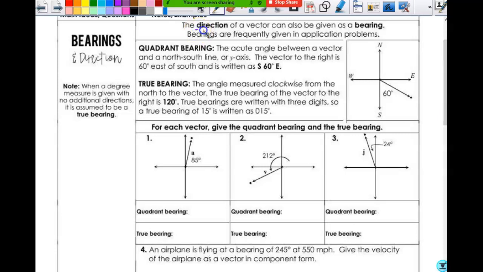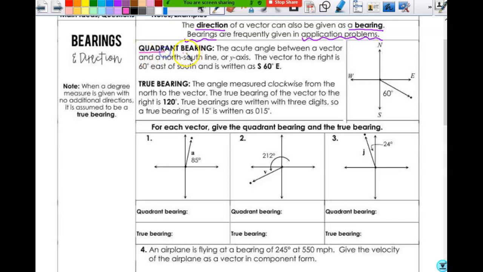We know that the direction of a vector can also be given as a bearing. And bearings are frequently given in application problems, because if you're actually piloting a ship or flying a plane, you're going to be talking in terms of bearings, not in terms of theta. But theta is what we use mathematically to do our calculations. So here are the two different kinds we're going to talk about.